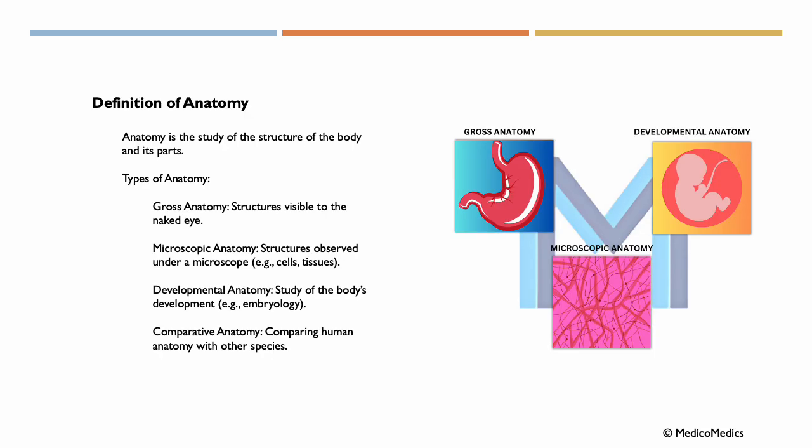Now, anatomy is the study of the structure of the body and its parts. When we study anatomy, we talk about types of anatomy. We have gross anatomy, where we study structures visible to the naked eye. When we study microscopic anatomy, we're studying structures observed under a microscope, for example, cells and tissues. We have developmental anatomy, where we study the body's development. Furthermore, we have comparative anatomy, where we compare human anatomy with other species.